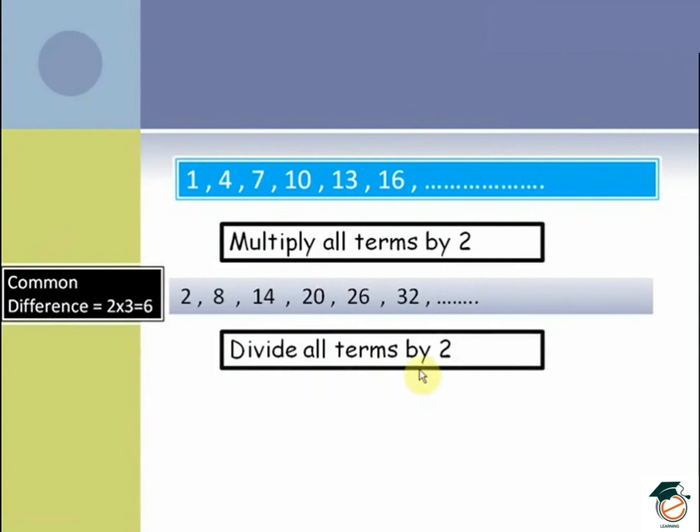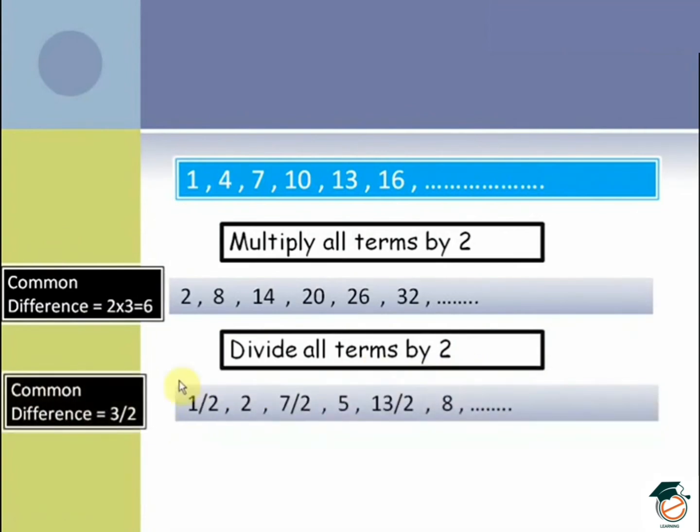Similarly, let's divide all the terms by 2. What we get, the sequence becomes 1 by 2, 2, 7 by 2, 5, 13 by 2, 8. Now, if we find the common difference for this sequence, then this would be 2 minus 1 by 2, which is equal to 3 by 2. 7 by 2 minus 2 is equal to 3 by 2. 5 minus 7 by 2 is also equal to 3 by 2. Thus, we see that the common difference would be 3 divided by 2. Now, 3 was the common difference of this series, and we have divided all the terms by 2. So, we can say that the common difference of the new sequence becomes d by k.